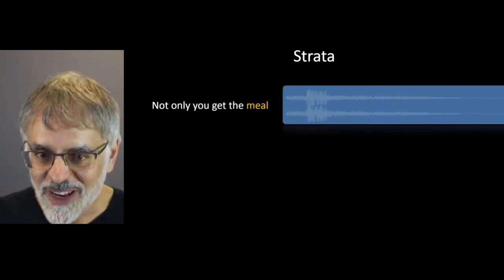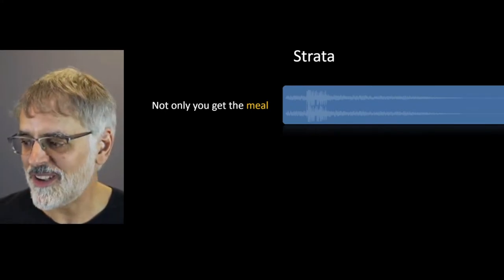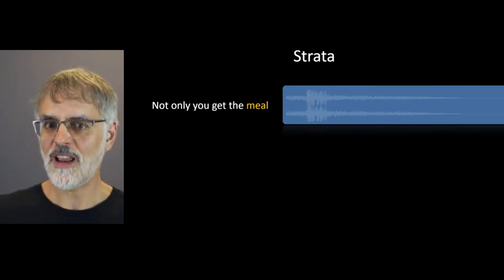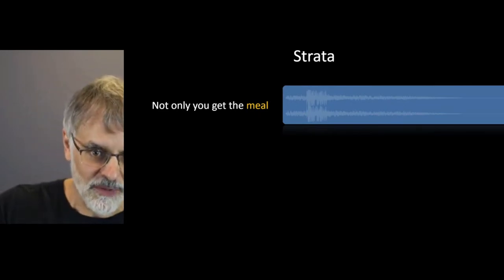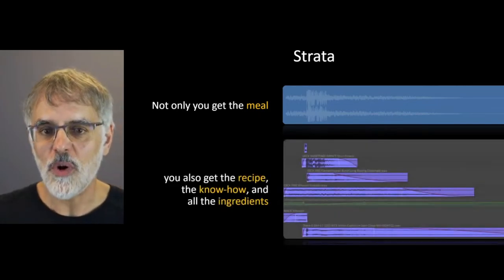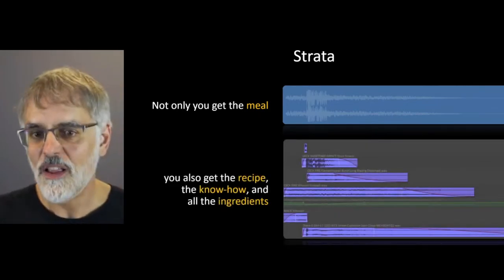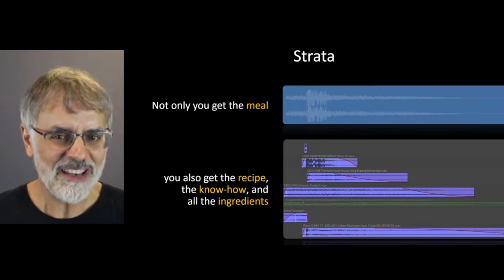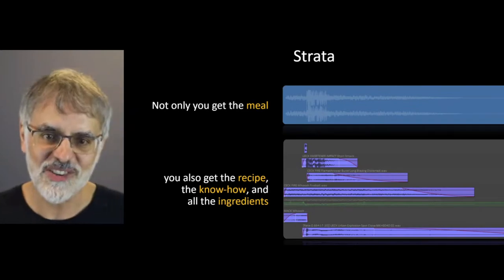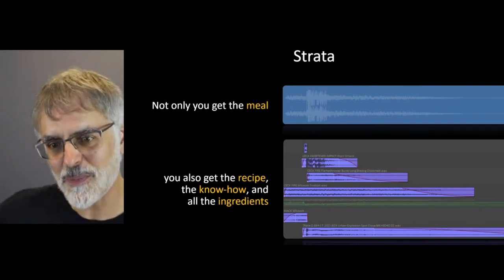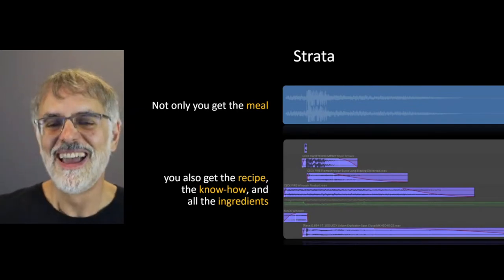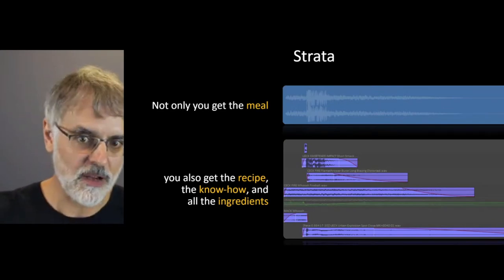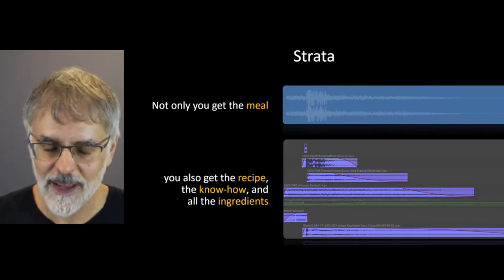So another way to talk about that, we use a food metaphor internally here, where we say, not only with Strata Library you get the meal, so all the rendered files for you, but you also get the recipe, the know-how, and all the ingredients. So it's quite easy to swap ingredients and change things around and make things a bit spicier or maybe sweeter. You have absolute control over all the variables that make up the sound that you receive from that.